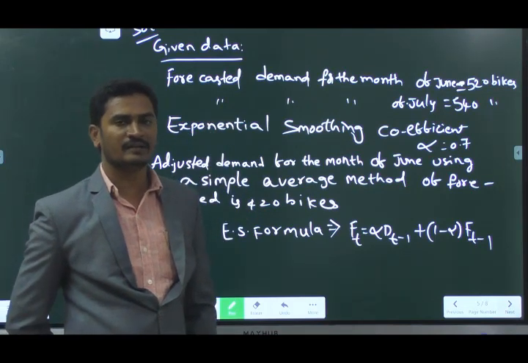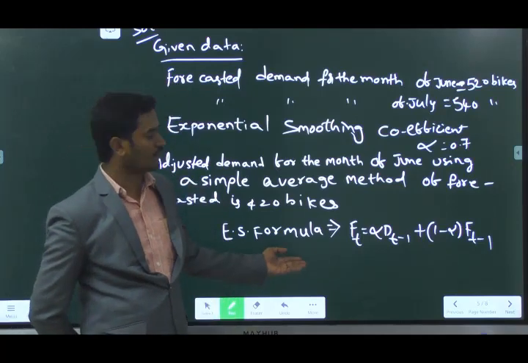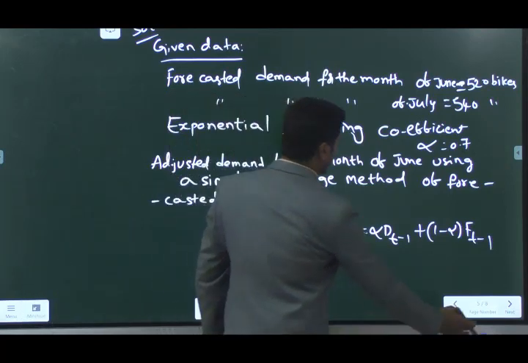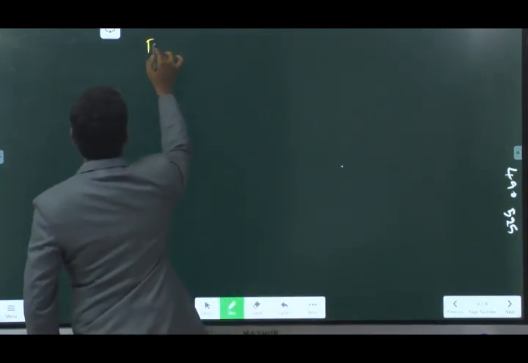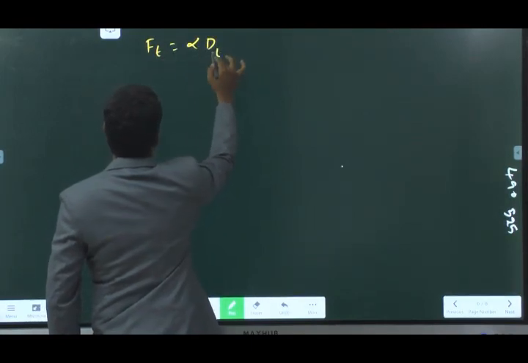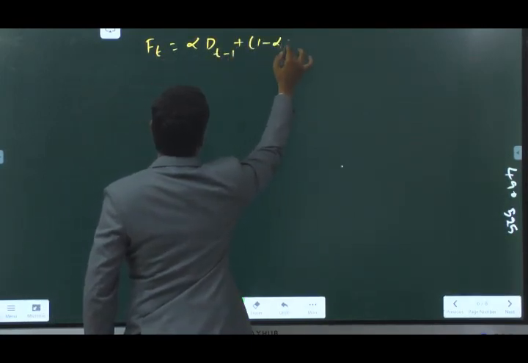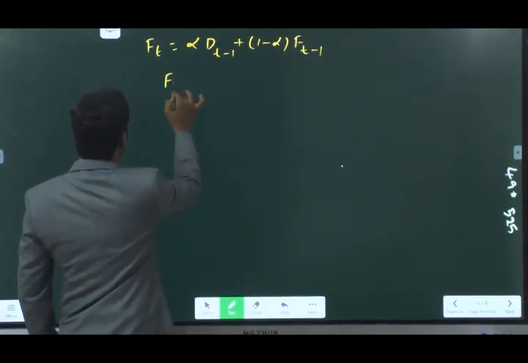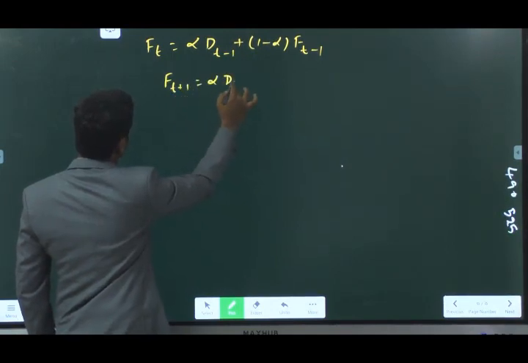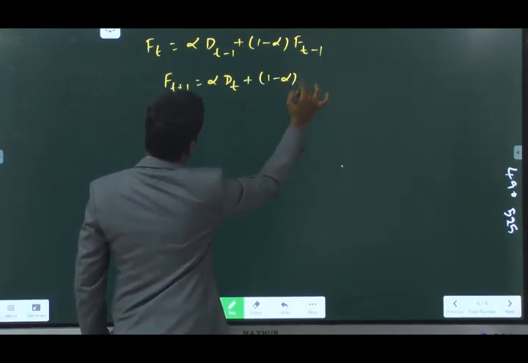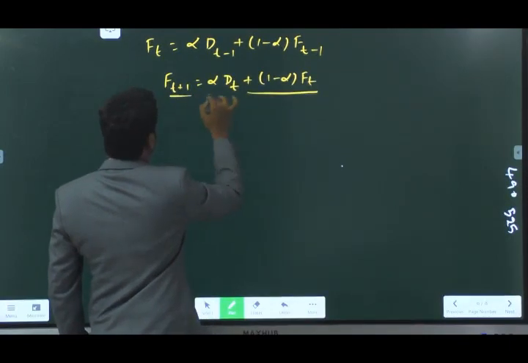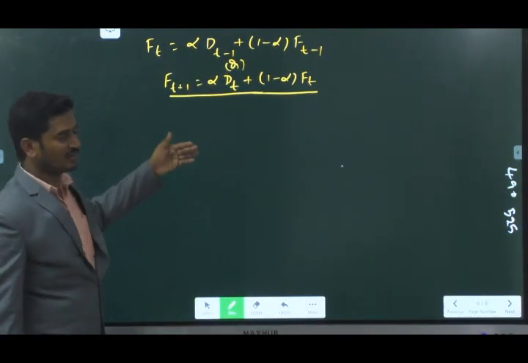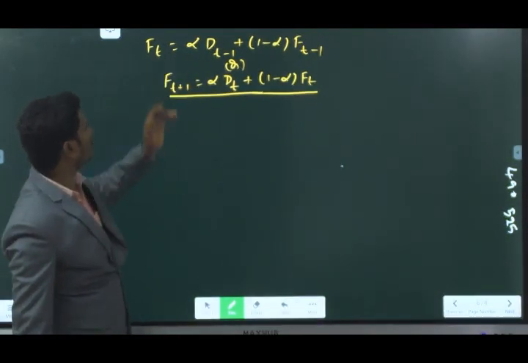Next, we are going to calculate the forecasted demand using the exponential smoothing formula, that is Ft equal to alpha into dt minus 1 plus 1 minus alpha into Ft minus 1. Previously we used one formula, that is Ft plus 1 is equal to alpha into dt plus 1 minus alpha into Ft. They are both the same formula. Based on the data we can choose either one; based on our concept we are going to choose the first one.